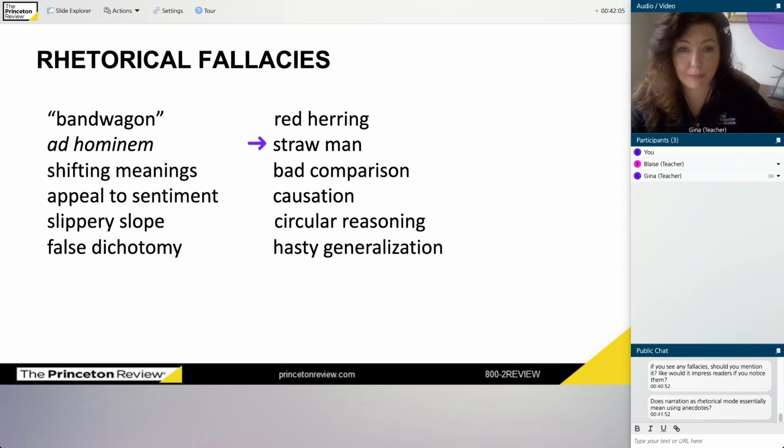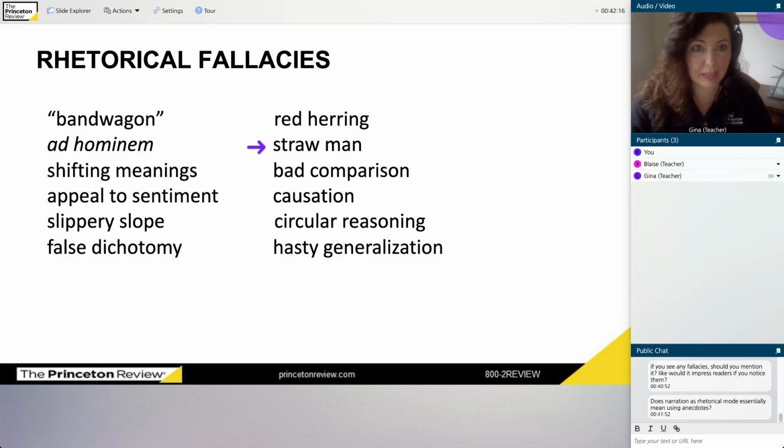Straw man. Straw man means that you're setting up your opponent's argument in a way that's incorrect or oversimplified, and then you're trying to tear down that argument even though your description of the argument is not accurate. We have bad comparisons, like, my dog loves to go for a walk, therefore my cat would love to go for a walk. That's a bad comparison. We have causation. Sometimes we aren't always sure what causes a certain effect, so if we draw a conclusion about that, we may be wrong.